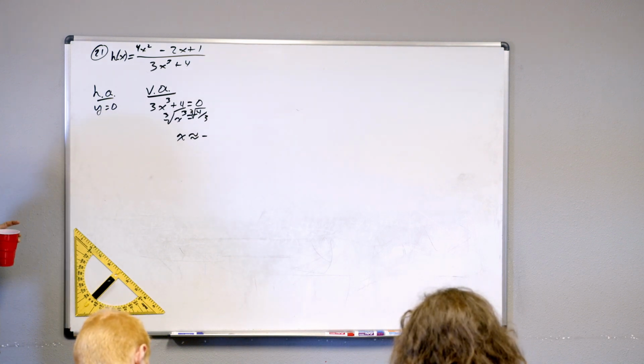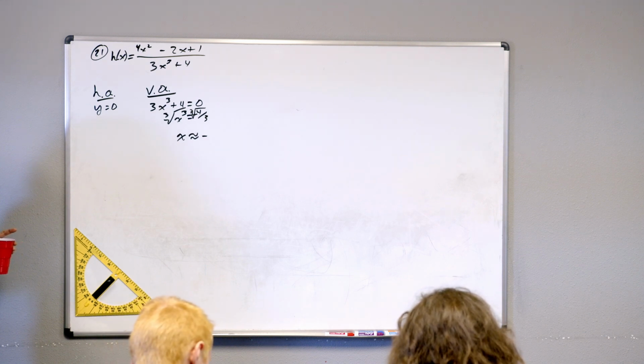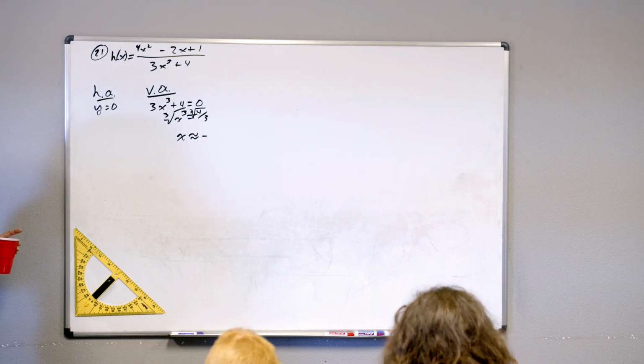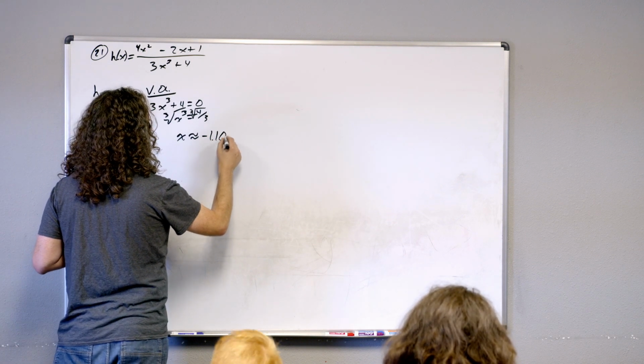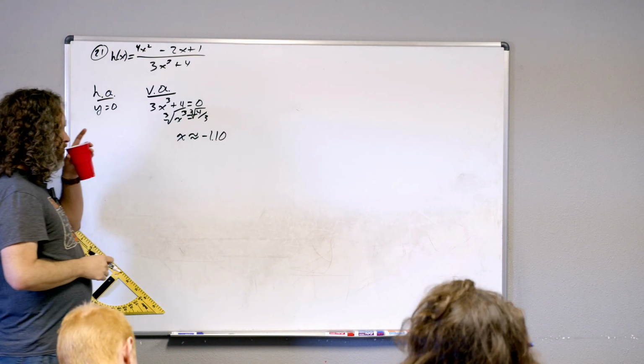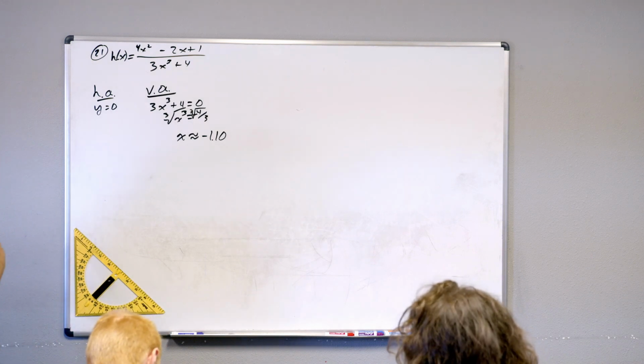Something. I don't know. Good enough. Probably 1 point something, I imagine. 1.1006. Okay, so then that is the vertical asymptote.